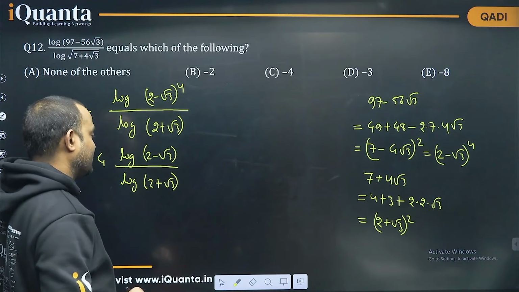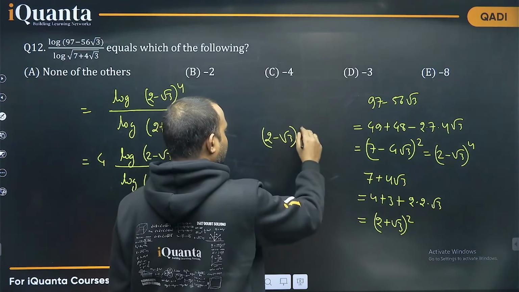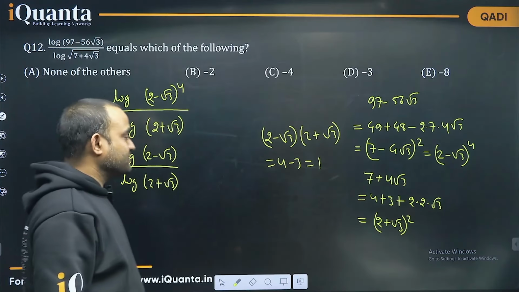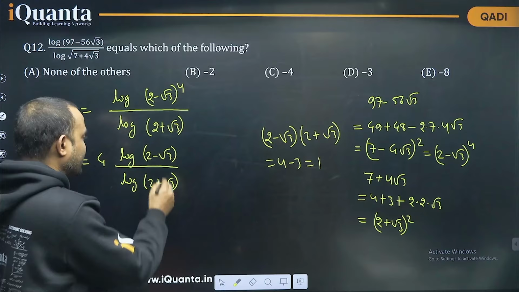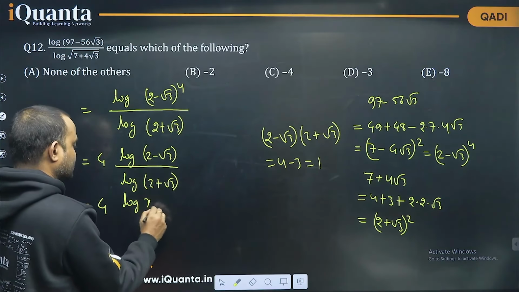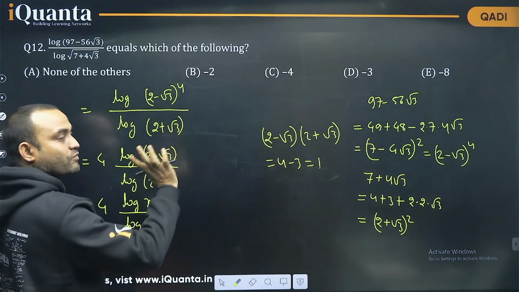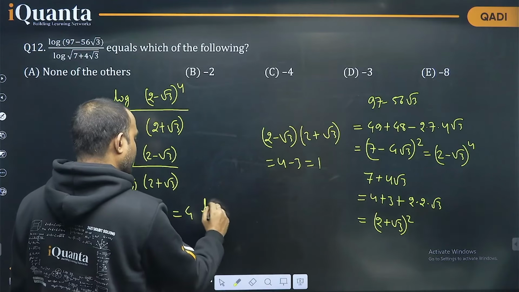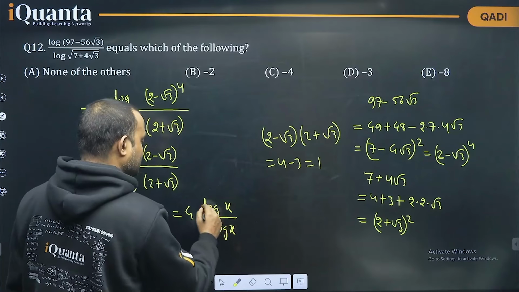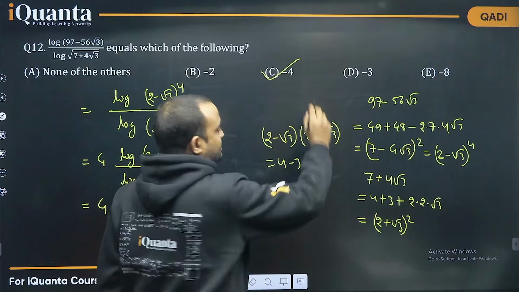Now one thing that we should be checking here, what is 2 minus root 3 into 2 plus root 3? That is equal to 4 minus 3, which is equal to 1. That means product of these two is 1. If I take this as x, this will be 1 by x. So this I can write 4 into log x upon log 1 by x, correct? Product of these two should be 1. That's it. So this I can write 4 into log x, and this will become x to the power minus 1, meaning minus log x. So this is cancelled out by minus 1. So the answer is minus 4, which is option C.